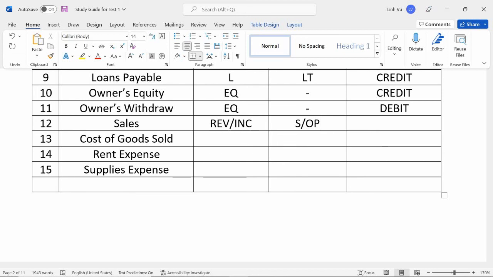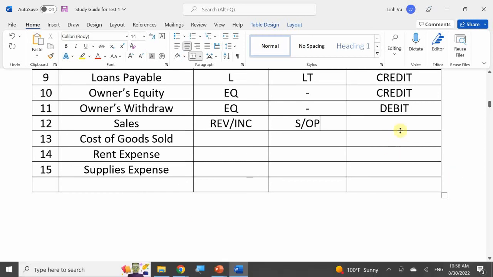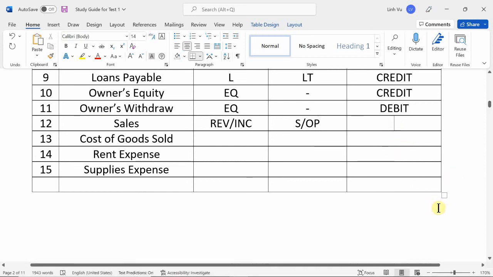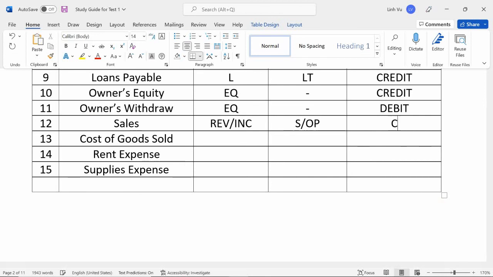Okay, and what kind of normal balance would this have? A debit. I mean, a credit. Yes, it would have a credit balance. Good. Okay, and then we have cost of goods sold.